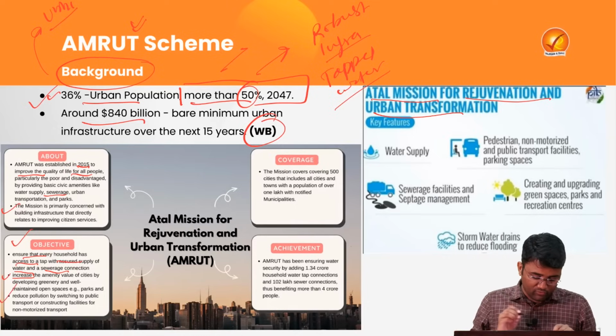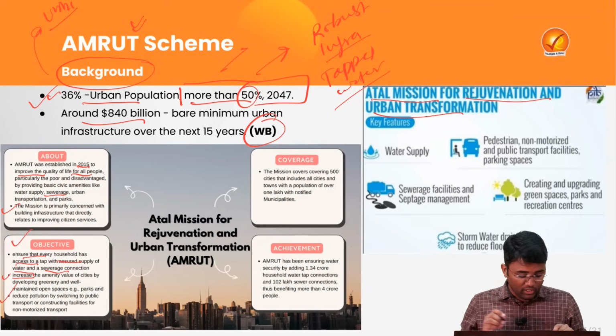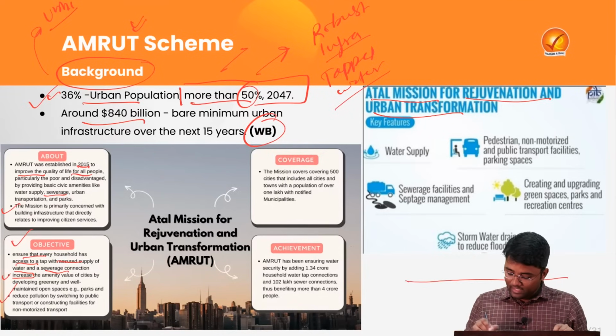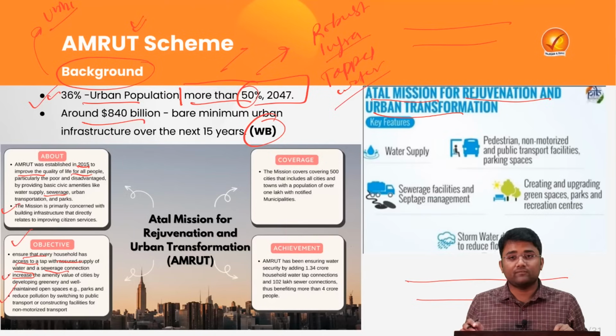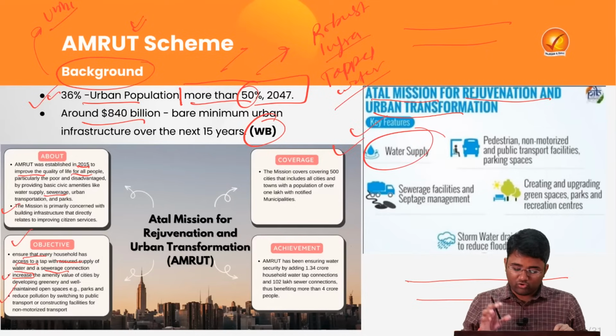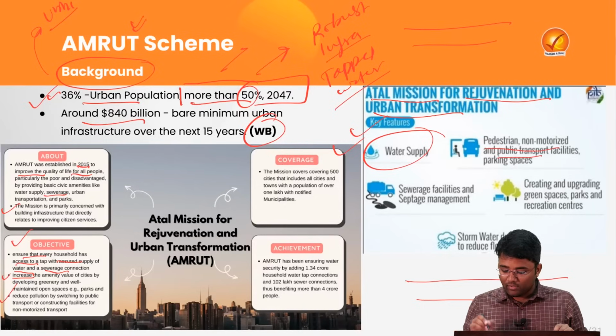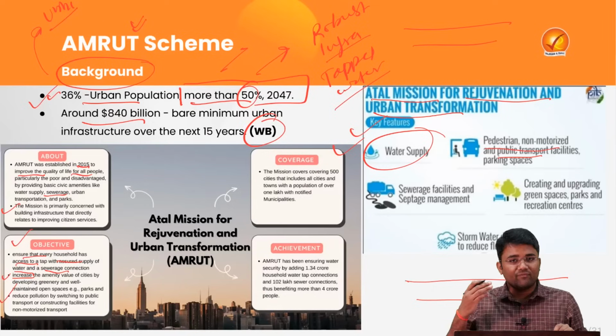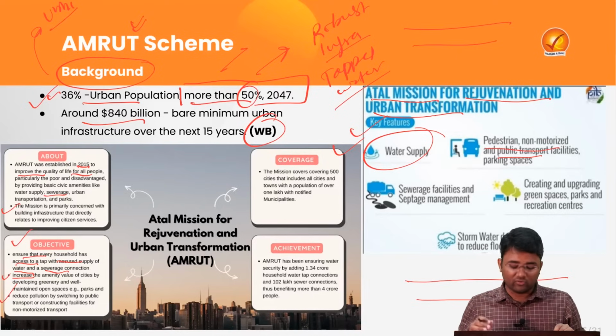Then it is also an objective of this scheme to reduce pollution by switching to public transport or constructing facilities for non-motorized transport, like facilities for cycles and pedestrians, making ways for the pedestrians and making ways for the cycles, so that the number of people who are using cars or private vehicles may be reduced. Some of the key features that we have discussed are to ensure proper water supply, and that pedestrian, non-motorized and public transport facilities and parking space, etc., get developed in a shorter period of time, and effectively, according to the needs of people.